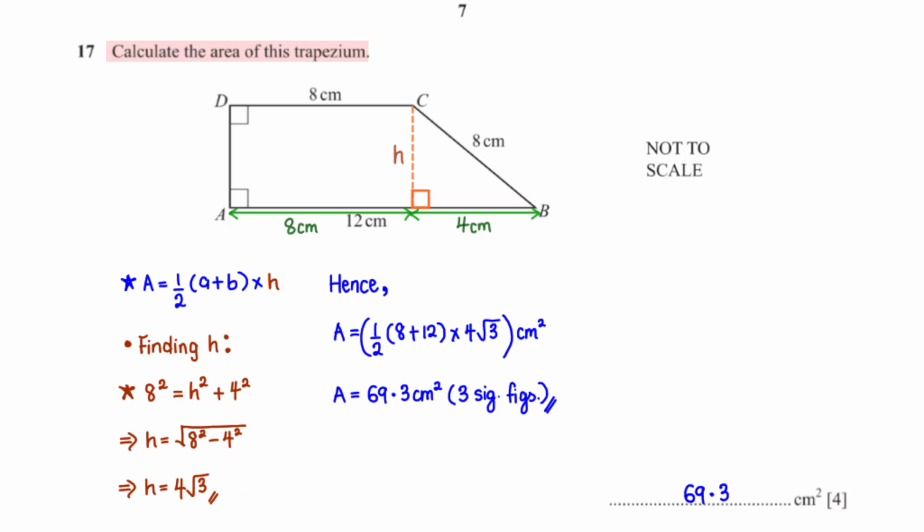Now that we have the value of h, the area of the trapezium is half times (8 plus 12) times 4 root 3 centimeters squared. When we type this into the calculator, we get 69.3 centimeters squared, rounded to 3 significant figures.